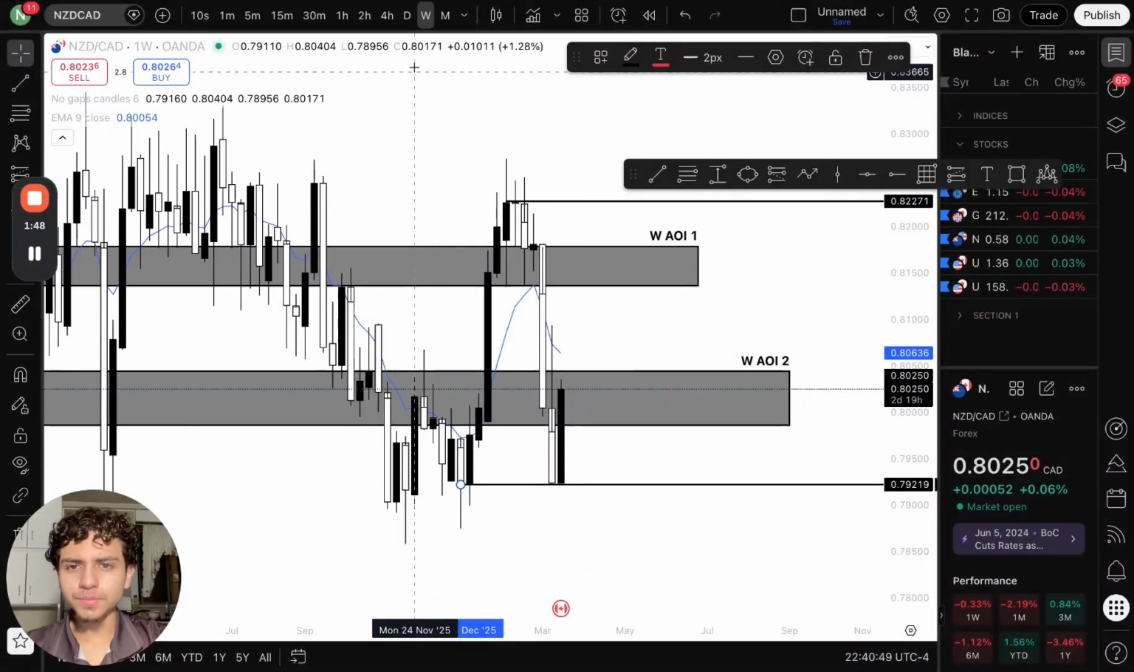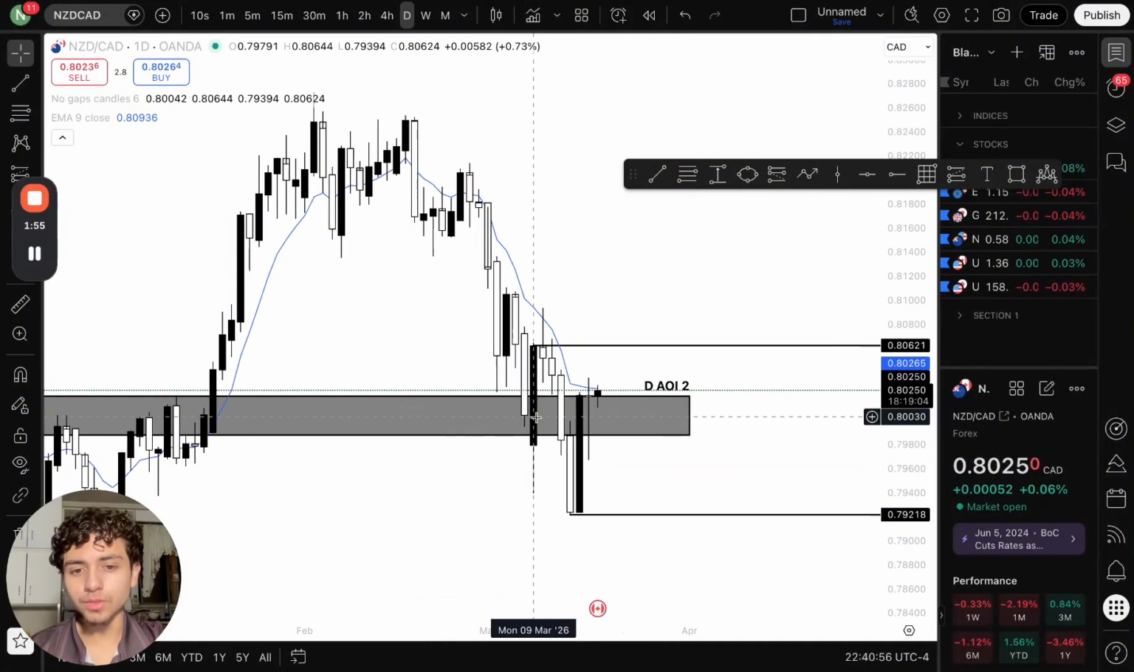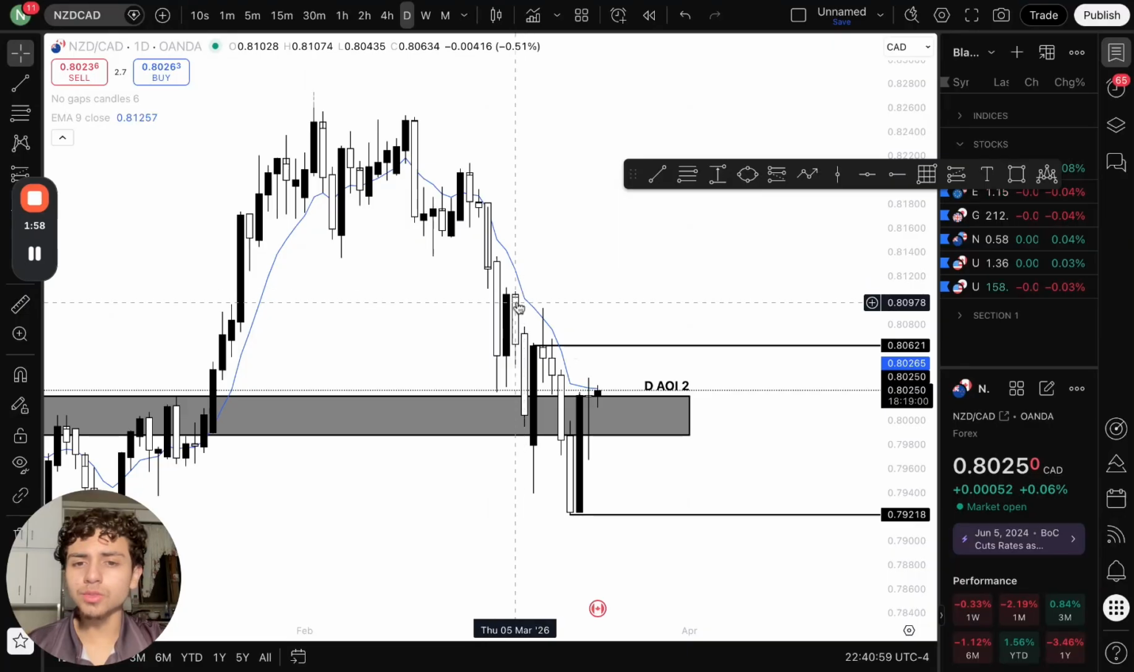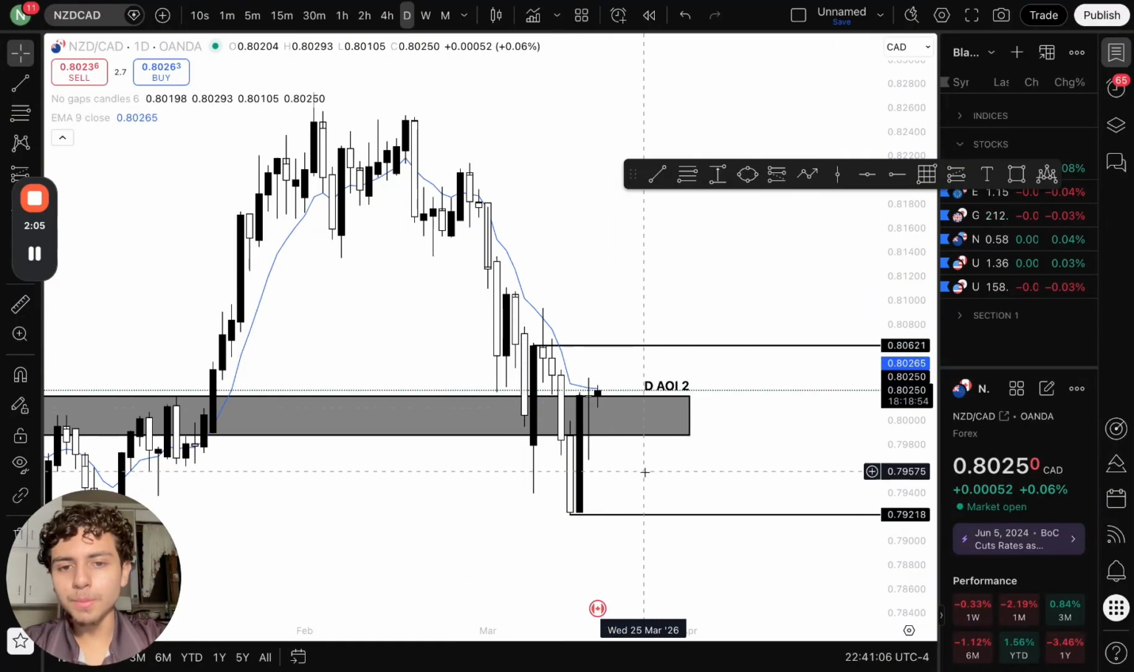Now if we go to the daily, we find out that this is bearish. This used to be the lower low, and this used to be the lower high, but now this became the new lower low, and this became the new lower high. So this is a bearish time frame.